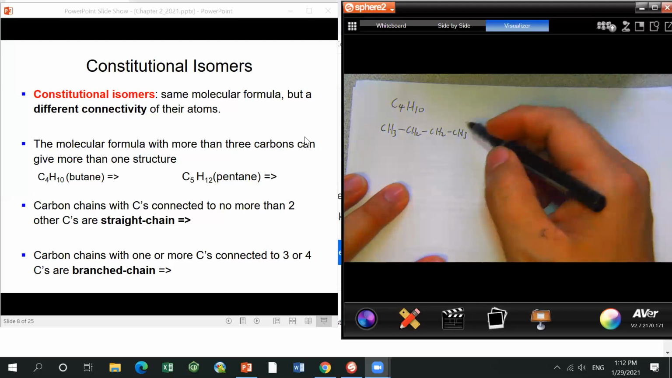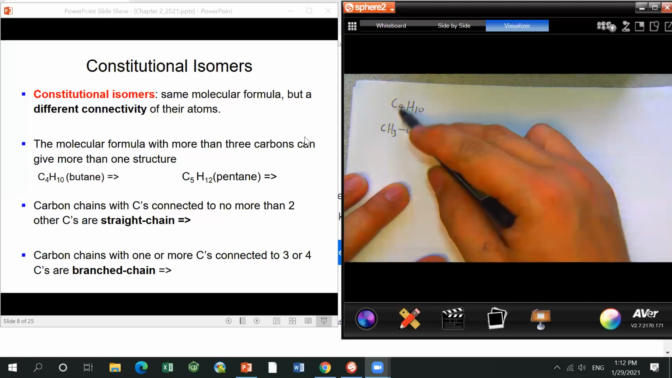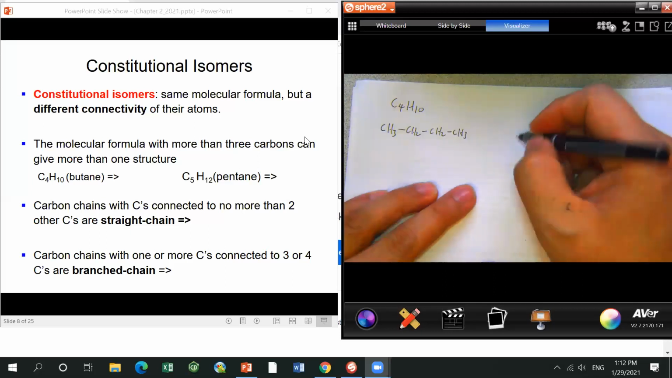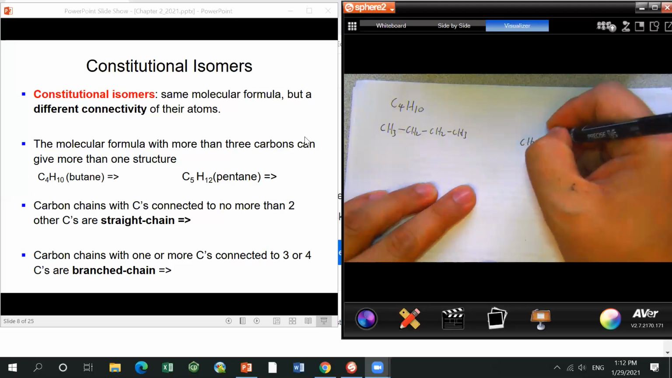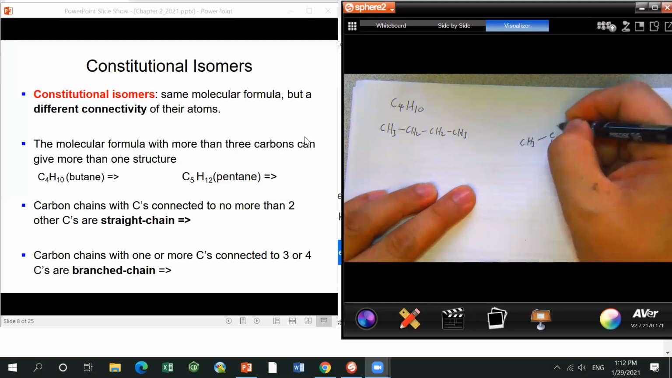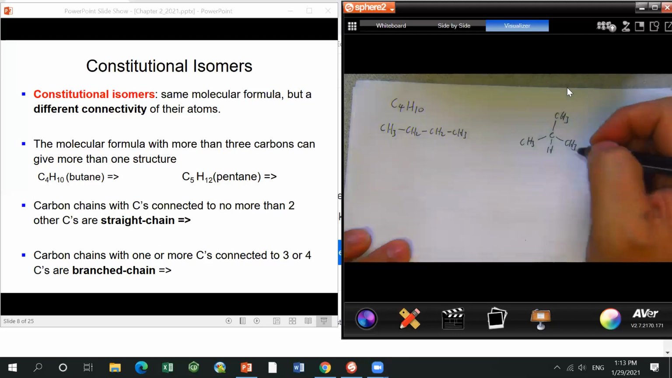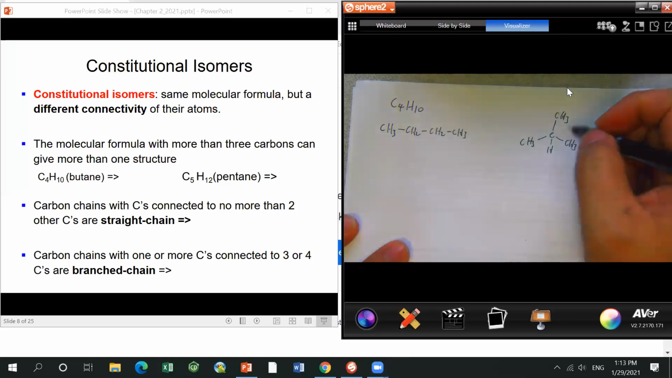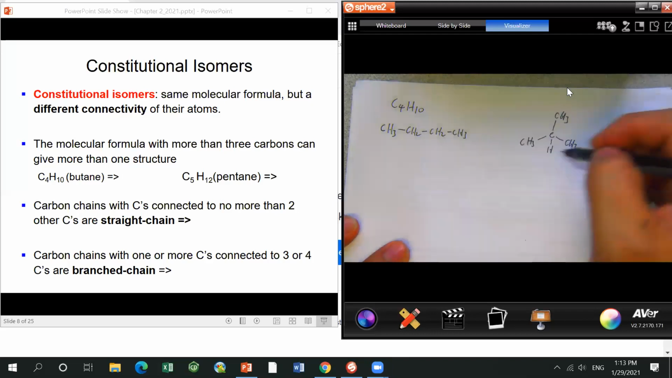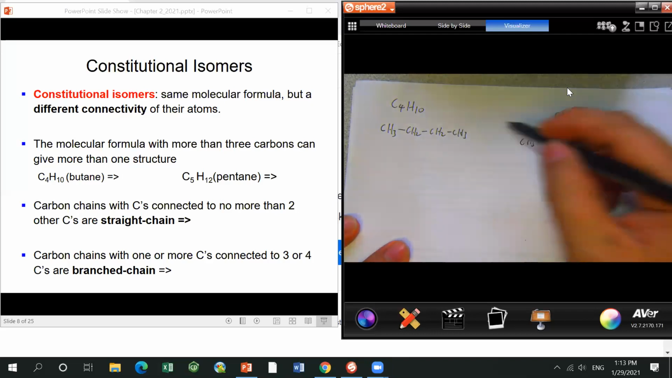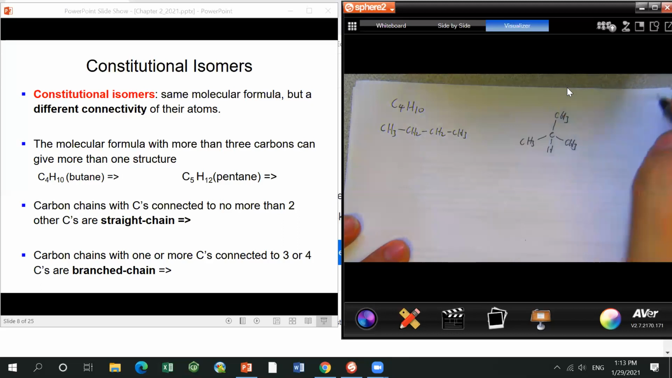And there's another molecule that gives you the same formula. That's this one: CH3, CH, CH3, a branched one. This one also has four carbons and 10 hydrogens. So these two molecules we call constitutional isomers: same formula, but different connectivity. Let me give you another example.